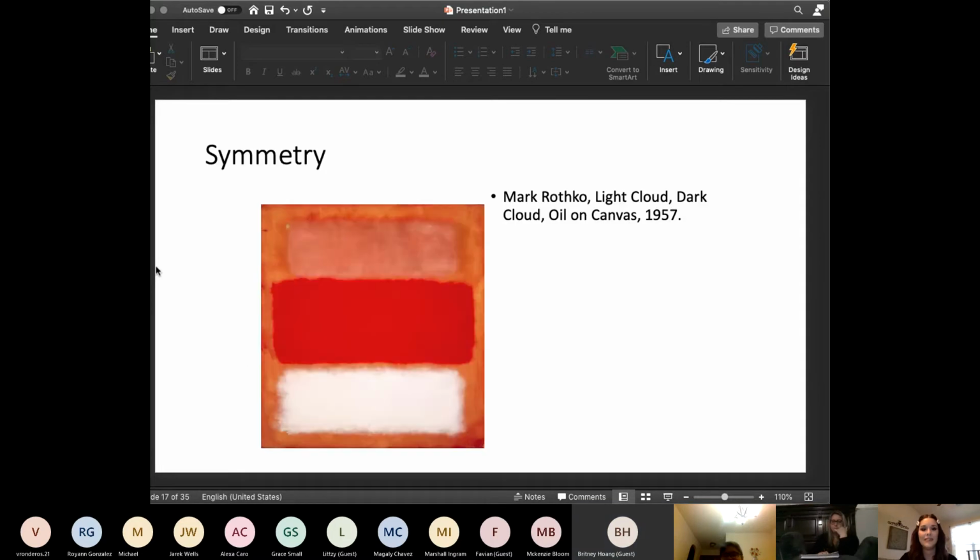So basically, if we divide something in half, it should be almost identical on each side. So if we were to fold this Mark Rothko painting in half, which we would never do because it's worth many millions of dollars, but if we folded it in half, it would be almost identical. So this is a great example of symmetrical balance. It's also a great example of color theory, but we'll get into that later on.